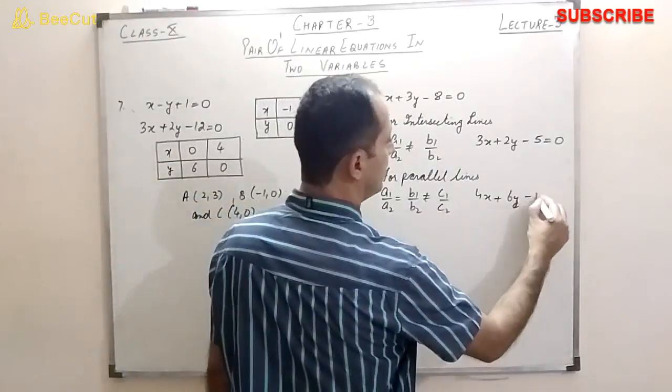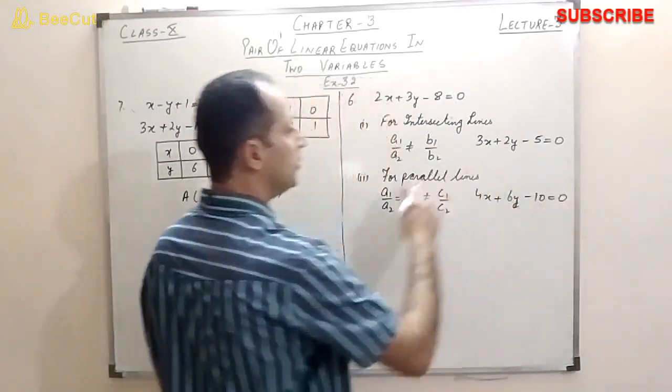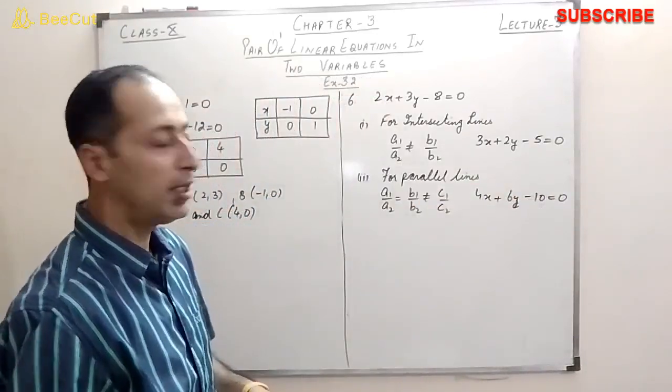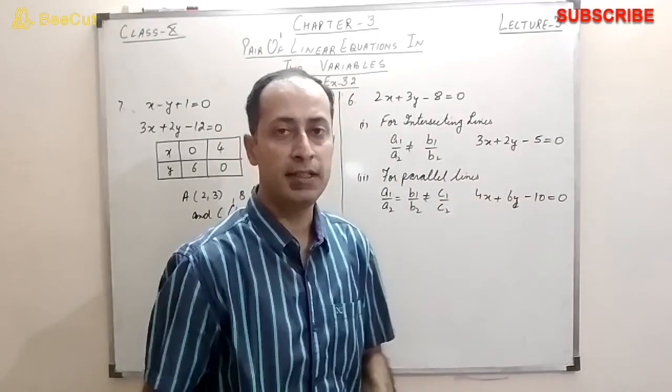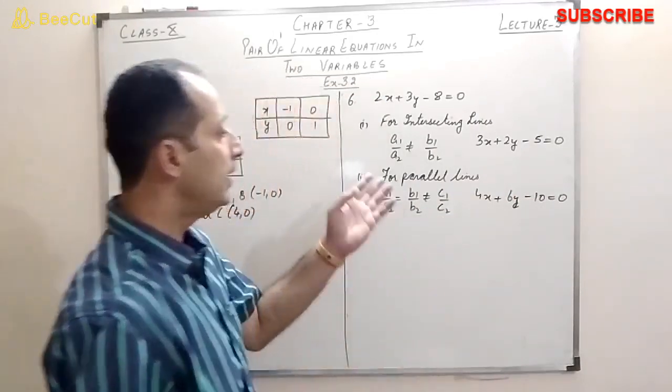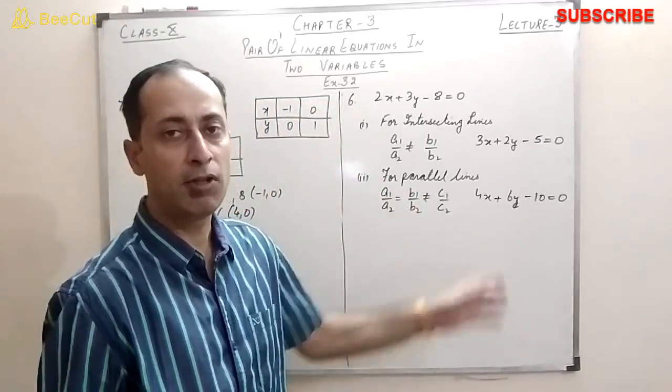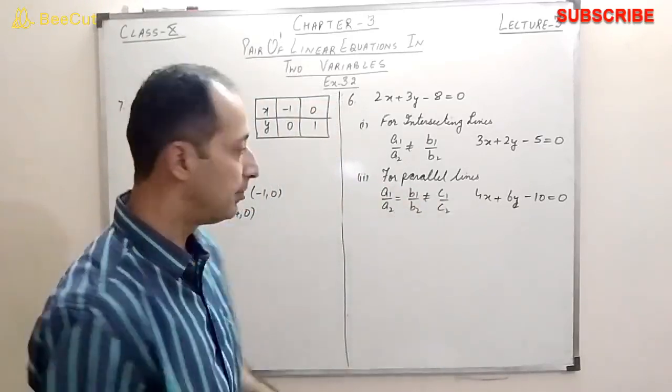I take, suppose, minus 10 equals 0. So you see 2 by 4 is 1 by 2, 3 by 6 is again 1 by 2, but minus 8 by minus 10 is not 1 by 2, it will be 4 by 5. So in that case this condition is fulfilled. You can write n number of equations for this.